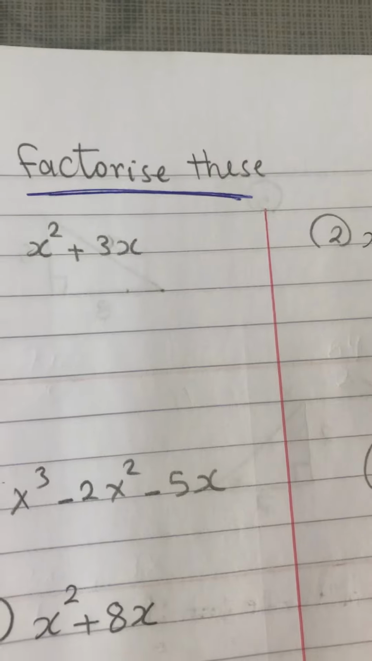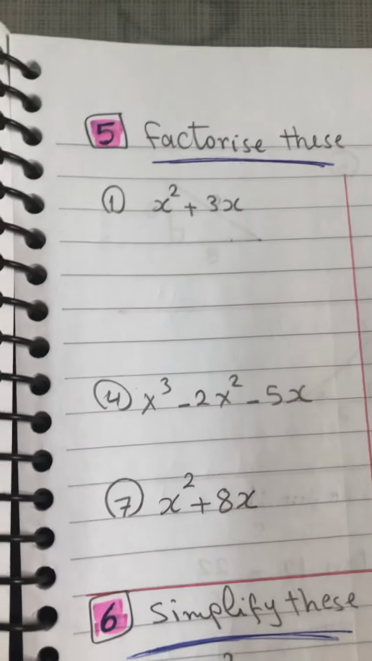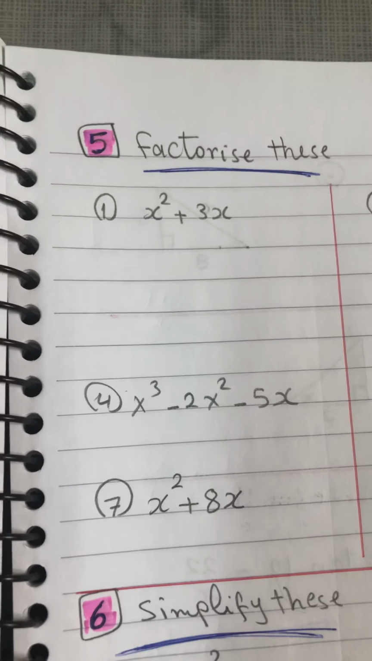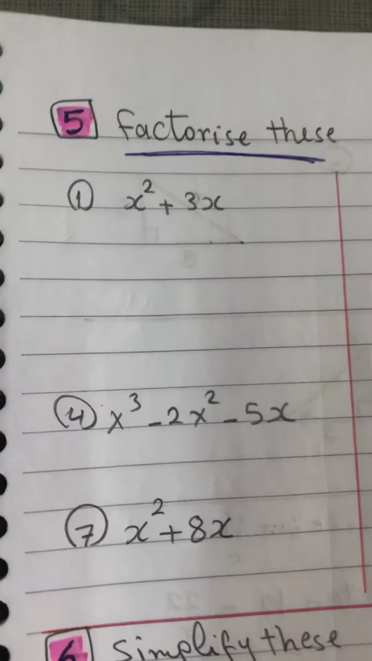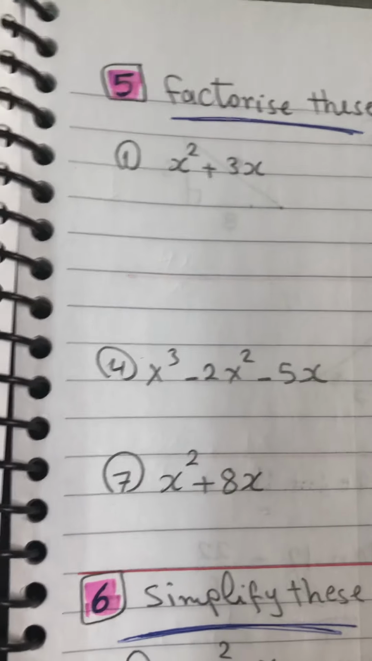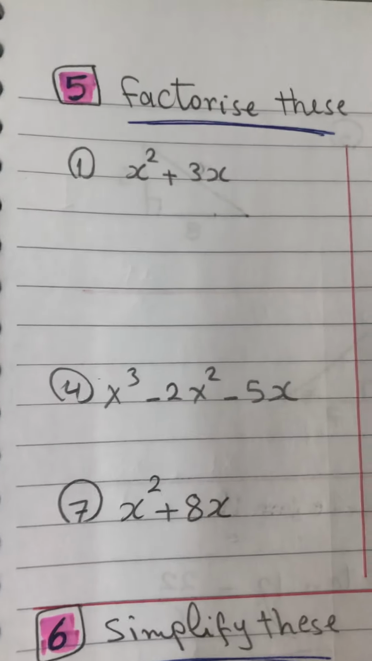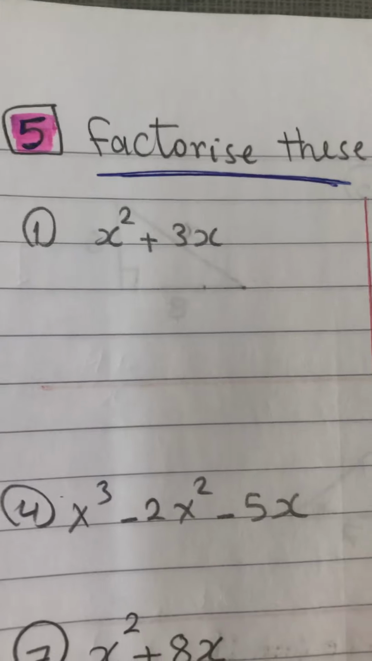The first expression is x squared plus 3x. What does it mean by factorize? Factorize, he asked me to change the expression into factors. Things multiply with each other. Term multiply by term, term multiply by brackets, number multiply by brackets, like this. Factors, okay? So in number 1, we have x squared plus 3x.